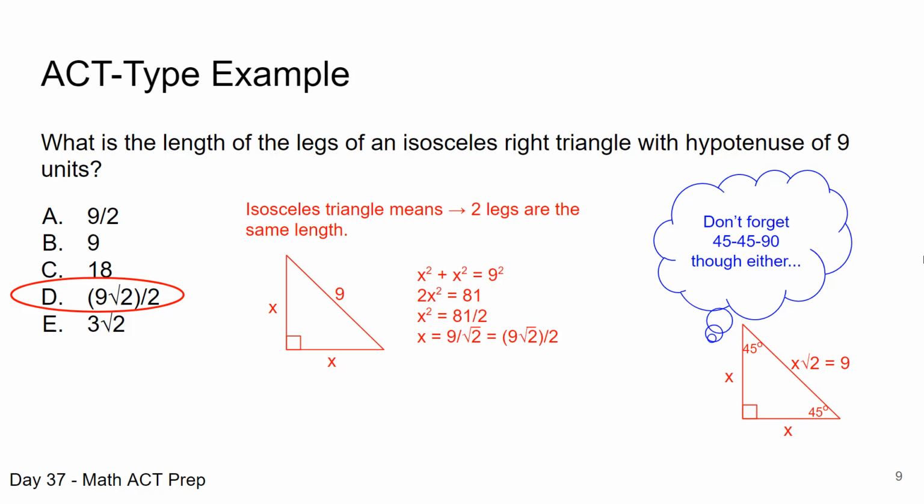We can take that and set that x times the square root of 2 equal to 9, and then we can solve for x. We divide through by the square root of 2. We rationalize, meaning we multiply the top and bottom by square root of 2 over the square root of 2. And that will give us the same answer as 9 times the square root of 2 divided by 2. So that's our 45, 45, 90 relationship. This is just another method you may use to solve for unknown side lengths when we have a right triangle.